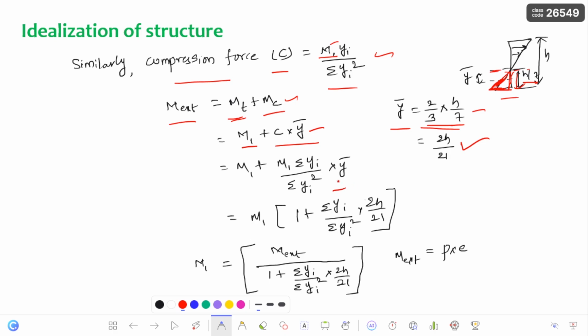I am substituting here. Y bar is nothing but 2h by 21, and I am taking M1 common. You can observe clearly, and I am going to get M1. M1 is nothing but the moment of resistance, which you have to substitute to get the tension force in the tension force equation. Here the total external moment is nothing but total P into E. Through this equation you are going to get the M1 value. If you substitute this M1 value in the tension force equation, you are going to get the critical tension force in the critical bolt.